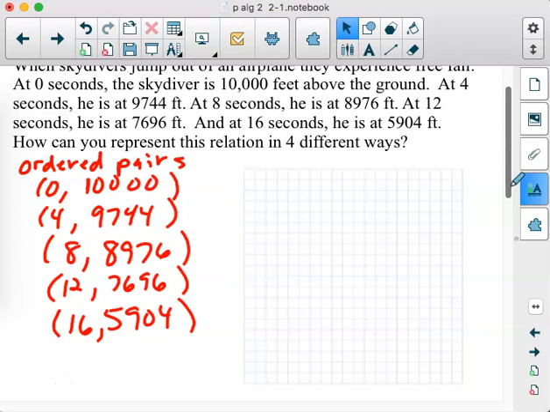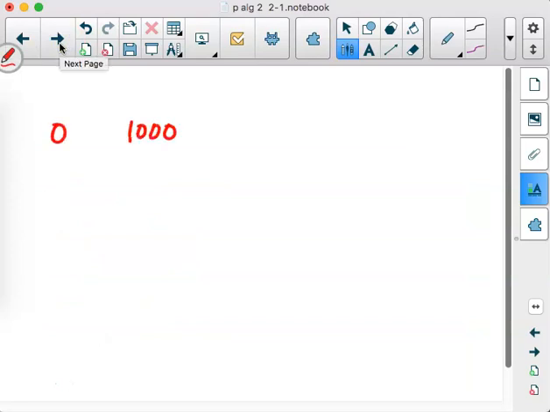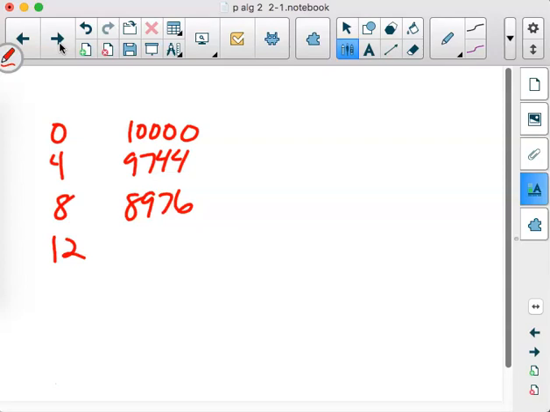But now they want me to do the others as well, and I know I write too big, so I'm going to go ahead and go to a new page here. And I remember that it was 0 and 10,000, and then we had 4 and 9744. Then we had 8 and 8976. We had 12, and that was at 7,696 feet, and 16, and that was 5,904 feet.